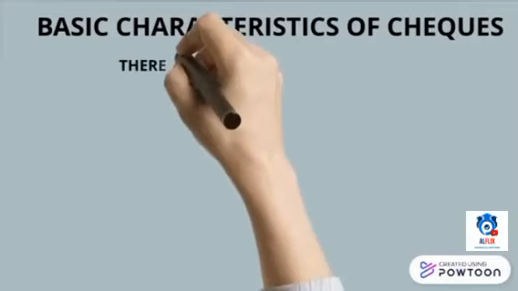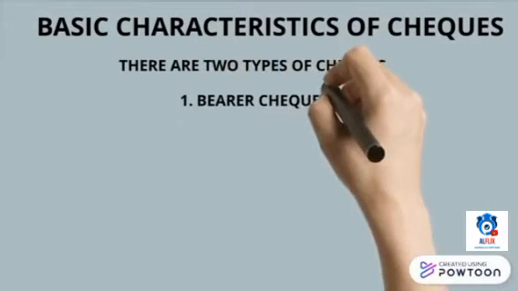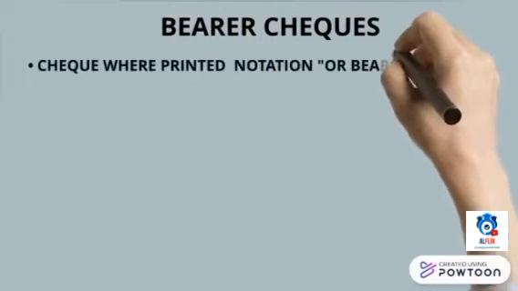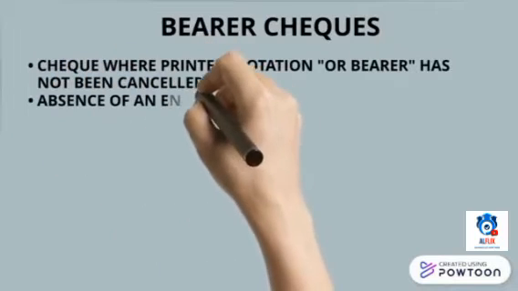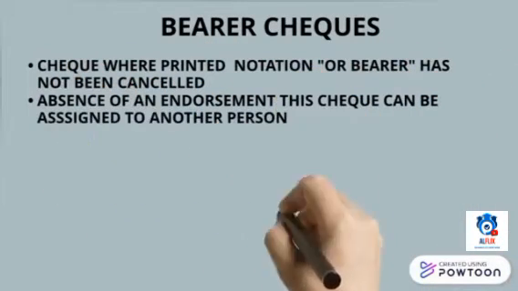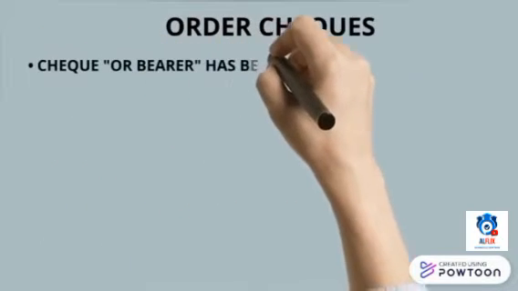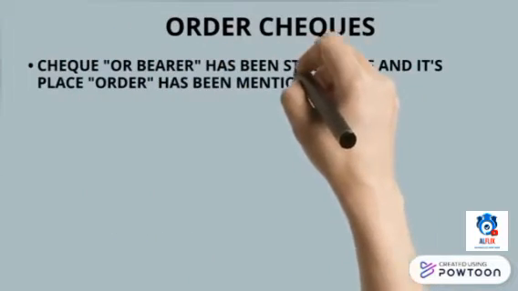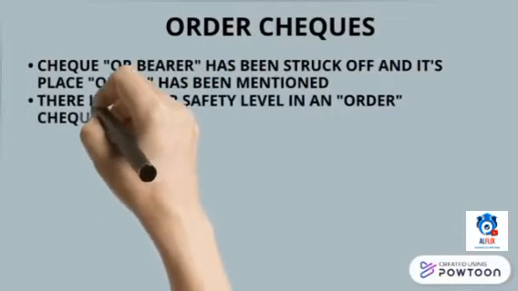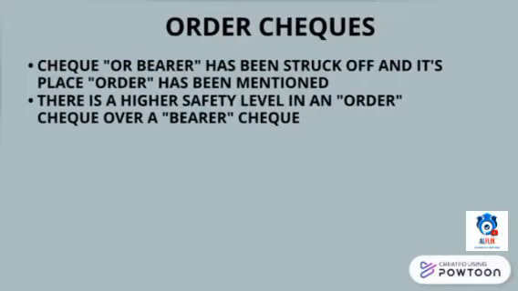There are mainly two types of checks: bearer checks and order checks. Bearer checks. This is a check where the printed notation "or bearer" has not been cancelled, while in the absence of an endorsement this check can be assigned to another person by merely handing it over. Order checks. This is a check where "or bearer" has been struck off and in its place "order" has been mentioned. It's compulsory to be endorsed. There is a higher safety level in an order check over a bearer check.